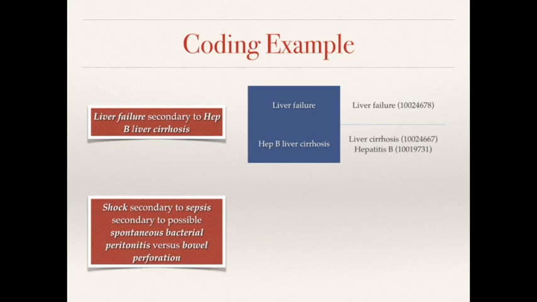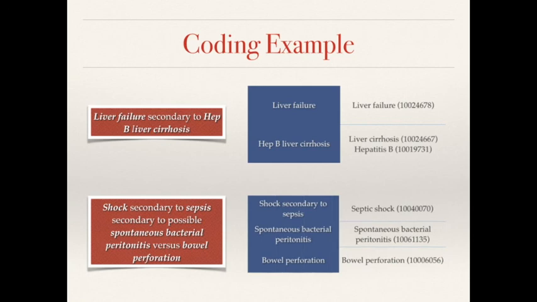Let's move on to the next diagnosis, which is shock secondary to sepsis, secondary to possible spontaneous bacterial peritonitis versus bowel perforation. Septic shock was the LLT of choice for the first part of the diagnosis instead of coding sepsis and shock separately. This is because causality has been established and the LLT septic shock preserves the relationship between the two terms. On the other hand, the potential underlying causes are SBP and bowel perforation, and these are coded individually.